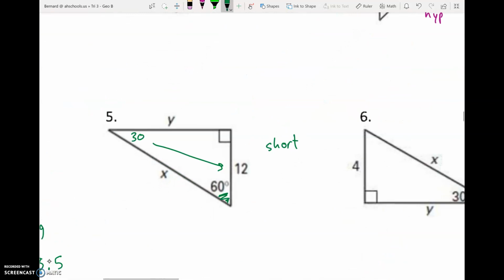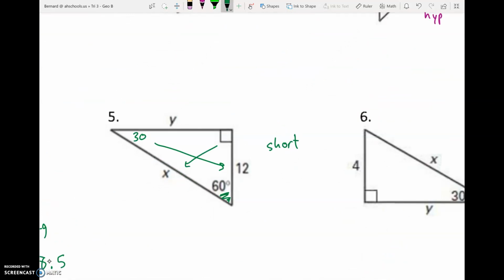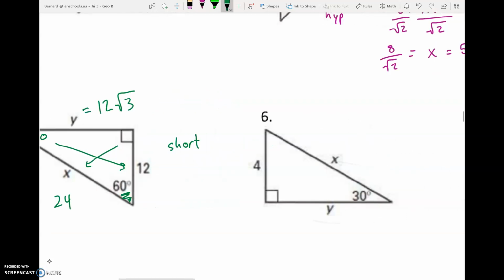So we have our short leg. Our hypotenuse is always across from the 90, so x just has to be 24, because 12 times 2 is 24. And then y is our short leg number, which is 12, but then times the square root of 3. And that's it. So let's move on to 6.